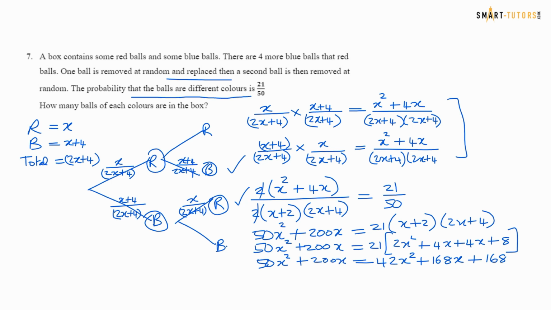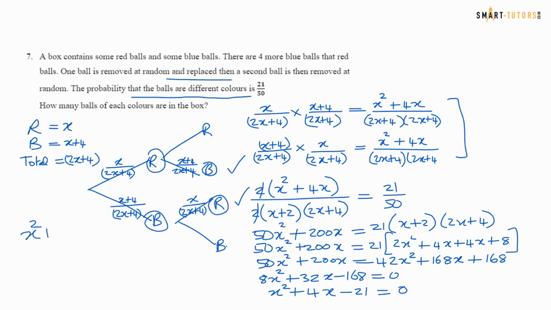Now you need to bring everything to one side. 42x squared coming here, that's 50 take away 42 is 8x squared. Then 200 take away 168 is 32x minus 168 equals 0. Divide everything by 8, which is x squared plus 4x minus 21 equal 0. And let me continue from here.